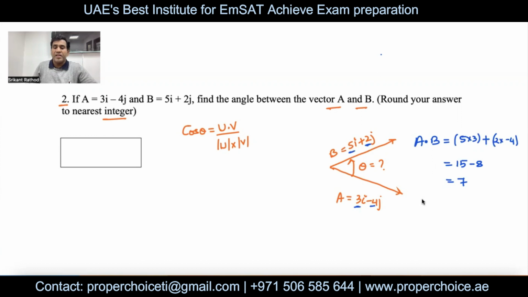Now let's find the magnitude of the vector A. For the magnitude of vector A, we have a formula. The square root of 3 squared plus... Whenever there is a negative sign, keep a habit: please put it in brackets and then square it. If you don't, then that would be wrong.